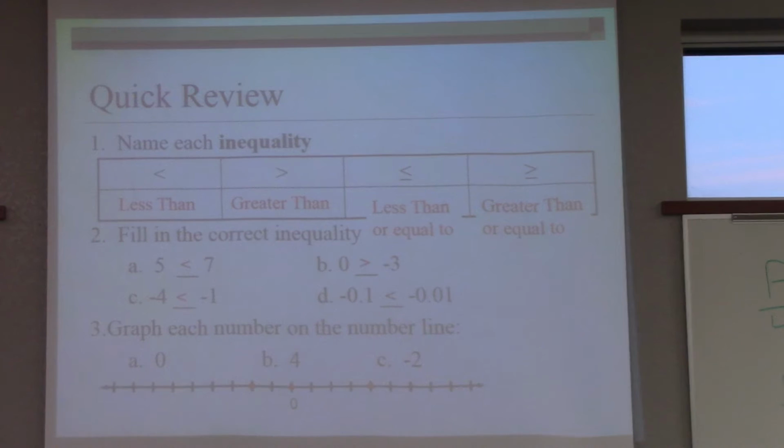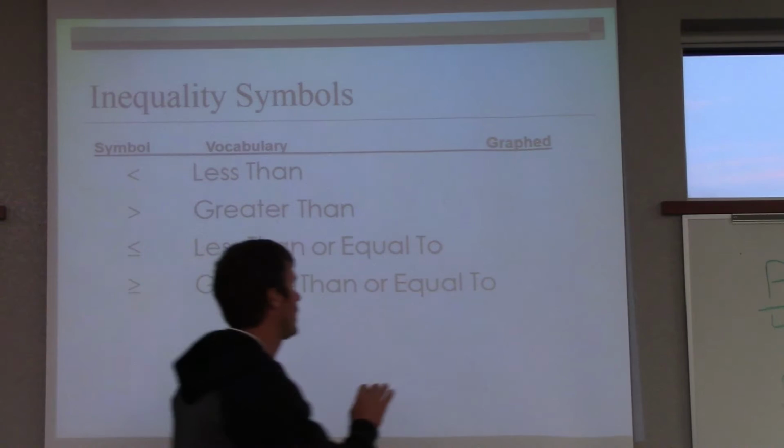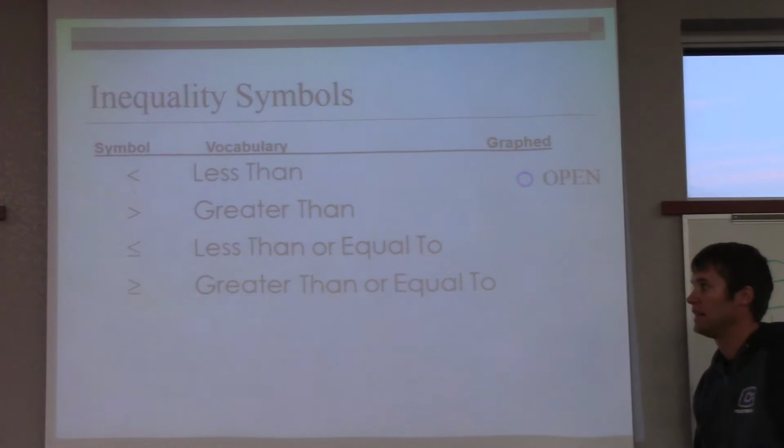So when we look at it, here's our vocabulary. We're going to have, like you've had, less than, greater than, less than or equal to, greater than or equal to. When we go to graph it, if it's less than or greater than, we're going to use an open dot. If it's less than or equal to, or greater than or equal to, so if it's equal to, we're going to use a closed dot.